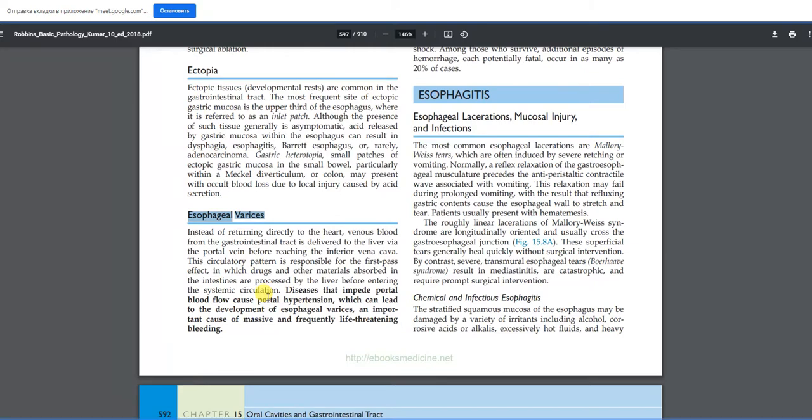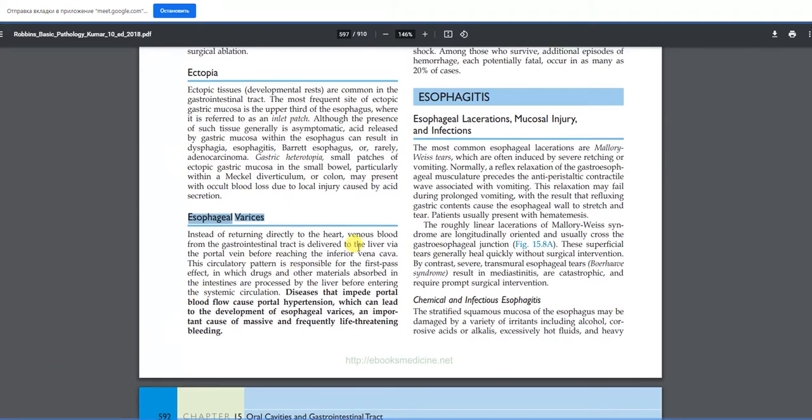At this moment starts the first obvious symptom of esophageal varices: vomiting with blood. When vomiting with blood happens, it might be too late to do something, and usually patients die due to this. That's the main cause of death in case of portal hypertension, this esophageal varices.